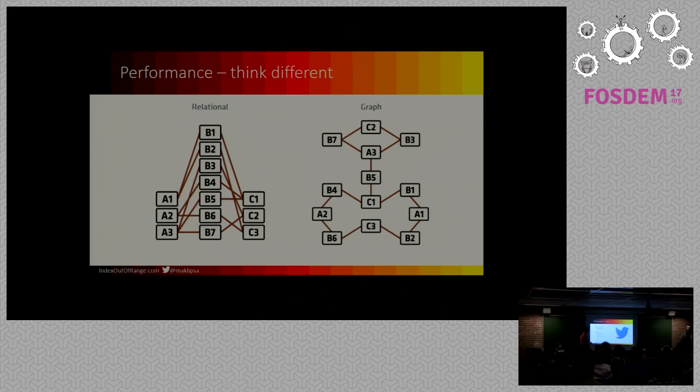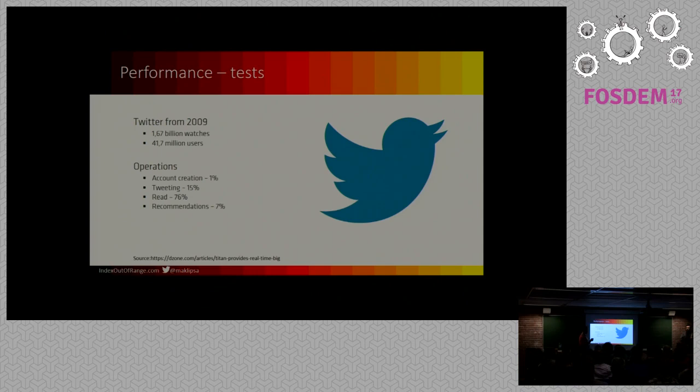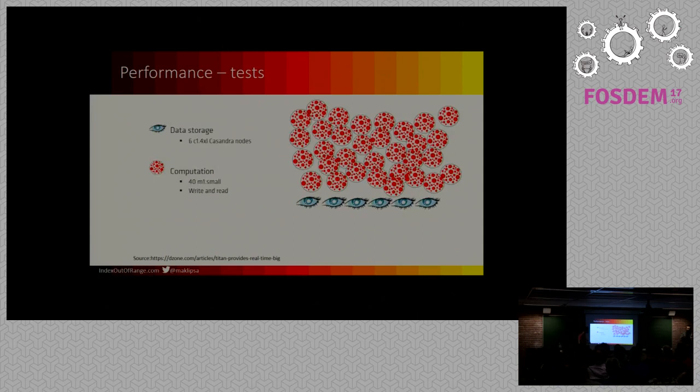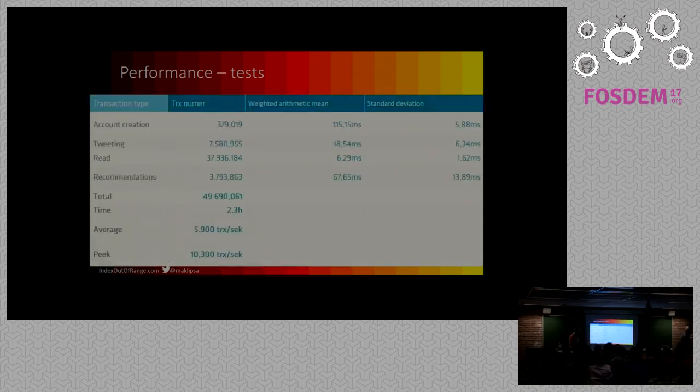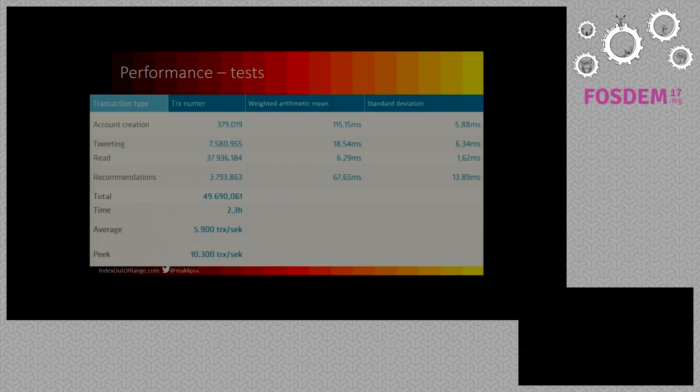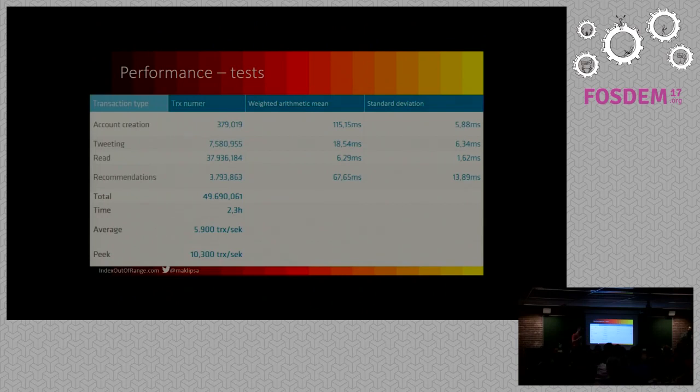But enough talk, let's see examples. Let's take Twitter from 2009. Basically, you will have the slide, but this is the whole description. Almost 2 billion watchers, more than 40 million users, and with these statistics. What they've done, using Titan, is basically buy 40 of the cheapest virtual machines on Amazon and 6 really expensive ones. And what they were able to achieve is those machines were processing all the time in a loop, basically. So these are the times that they got. And it's quite fast. And what is even more interesting, it cost them $11 an hour. And that's cheap.